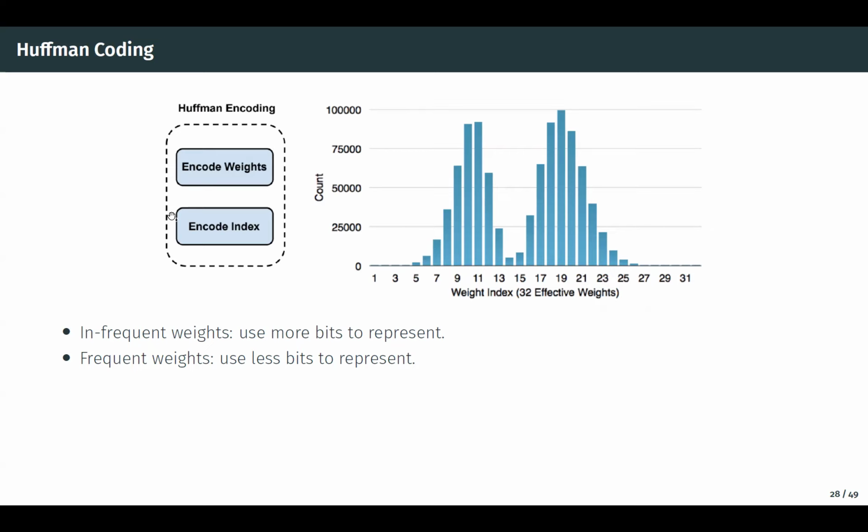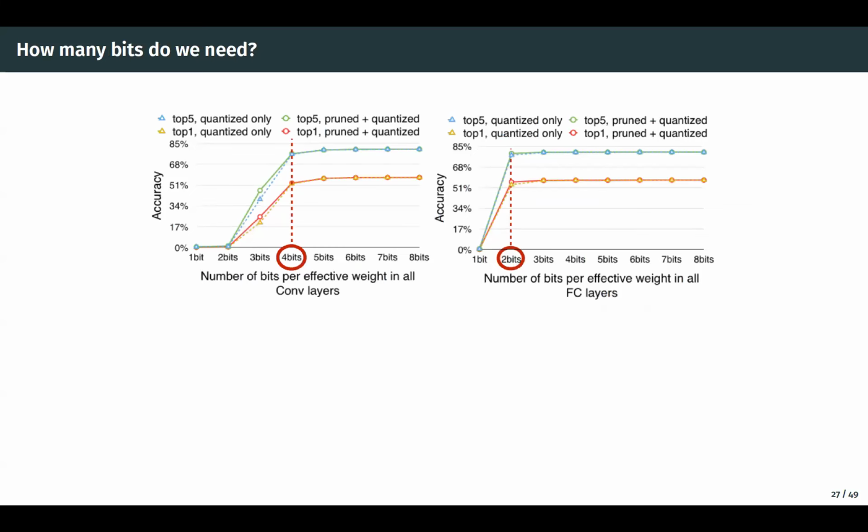So this Huffman coding technique then proposed that for these infrequent weights, we can assume that they are very important. So we use more bits to represent these fewer weights. And for those that are many, we can use fewer bits, assuming that they are less important. So this is the essence of Huffman coding, to find how many bits we use for quantization.